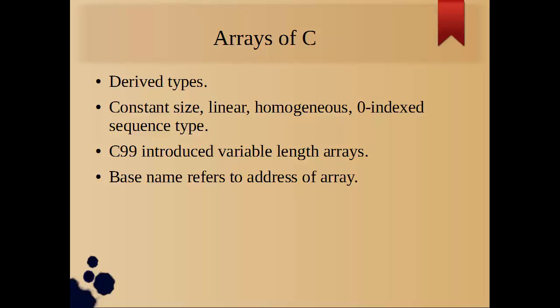So remember, these are derived types, constant size, linear, homogeneous, zero indexed sequence type. And for variable length arrays, always remember that you need the C99 flag when compiling. Otherwise, you will get a compilation error. So let's see arrays in action.